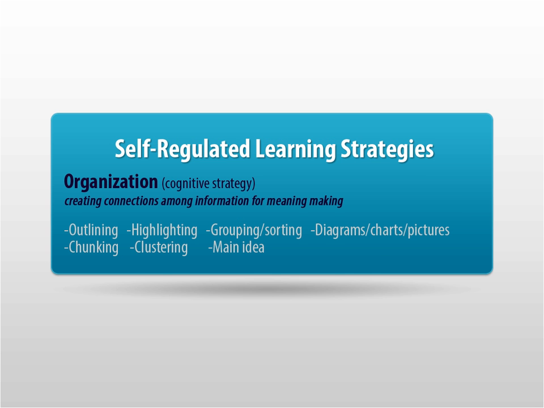Organization is a cognitive strategy you can use to create connections among information for meaning-making. Organizational strategy examples include outlining, highlighting, grouping, sorting, diagrams, charts, pictures, chunking, clustering, and main idea identification.